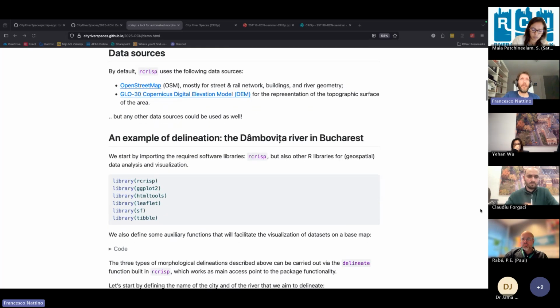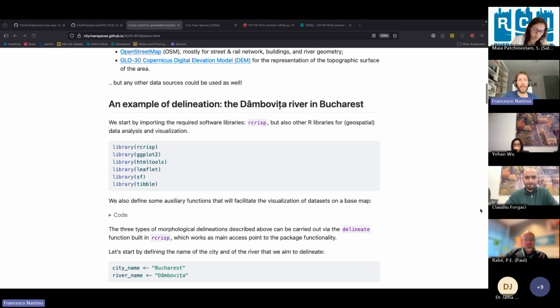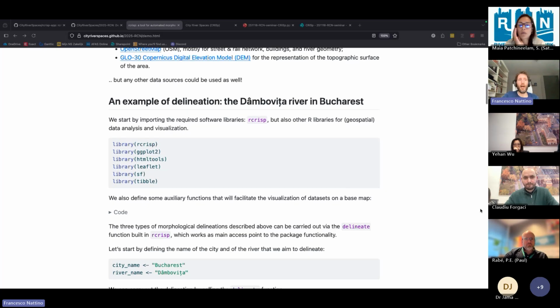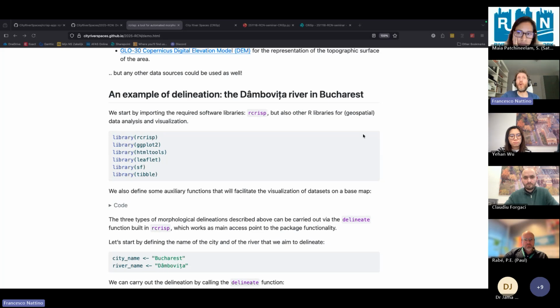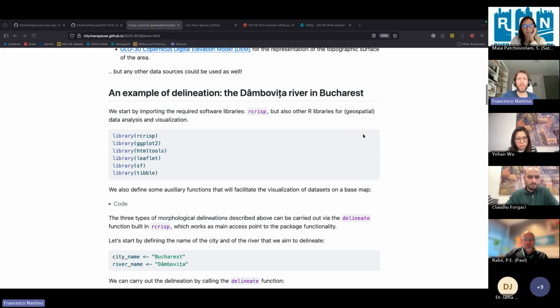Let's now move forward to the more interesting part of the notebook, where we actually carry out the delineation, and you will start to see how text is interleaved by the code that actually runs the content of the notebook, and that actually is what produces the output that is visualized here in this document. So I start by importing all the libraries that we use in this notebook. First and foremost, Rcrisp, but also other popular R libraries for geospatial data analysis and visualization.